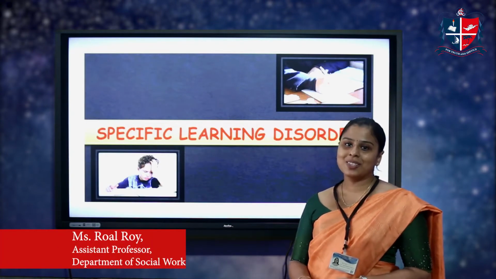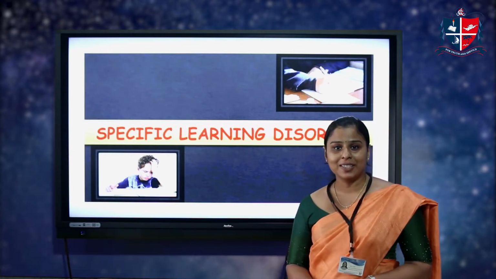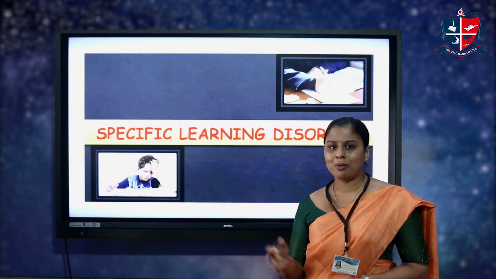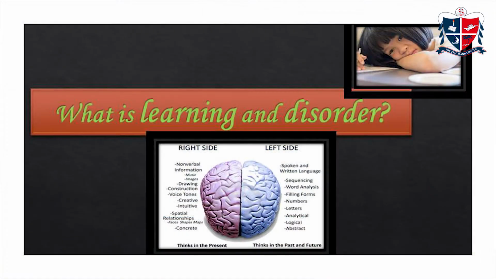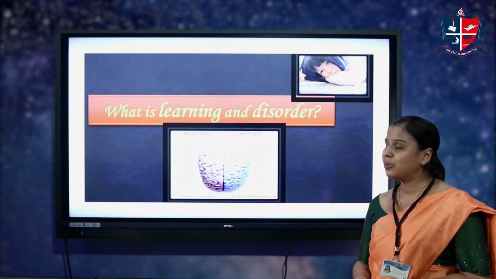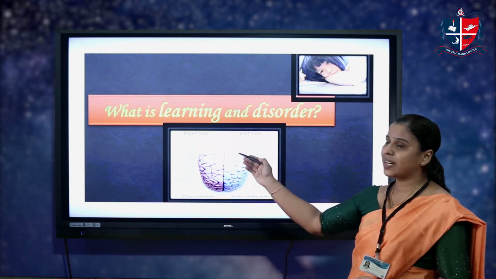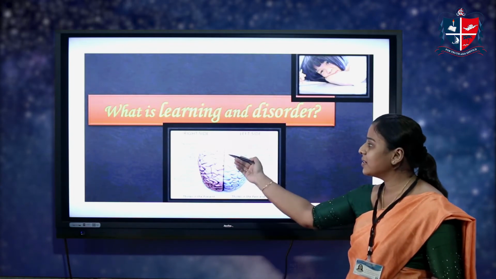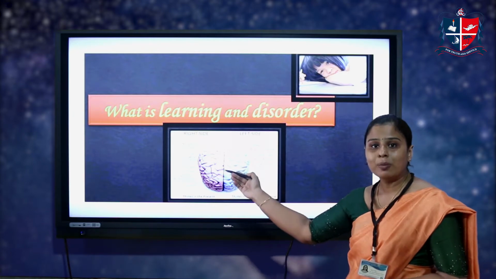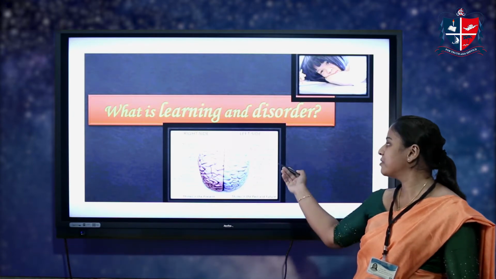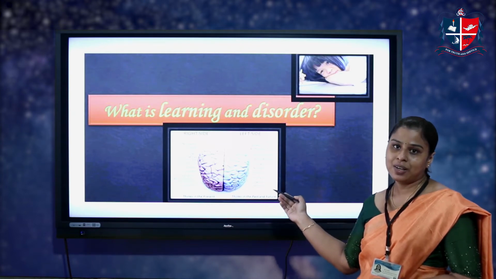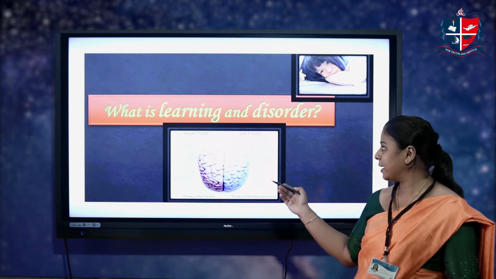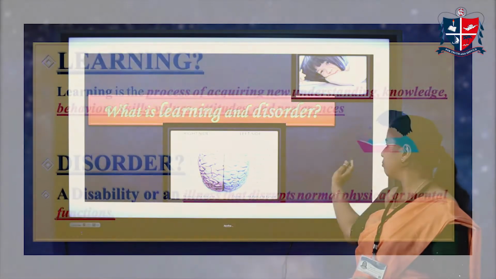Today we are going to discuss specific learning disorder. Before moving to the topic, you should know what learning is and what a disorder is. Our brain has a right side and a left side. The right side is about non-verbal information, and the left side is related to spoken and written language. So learning is an important function of the left side of the brain.